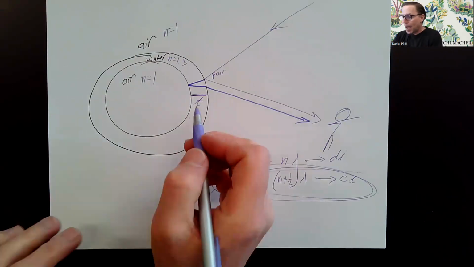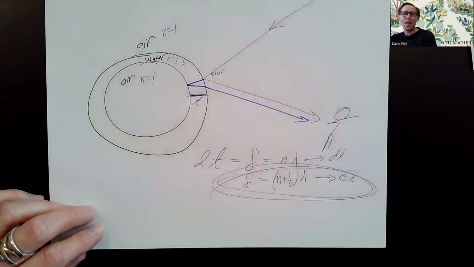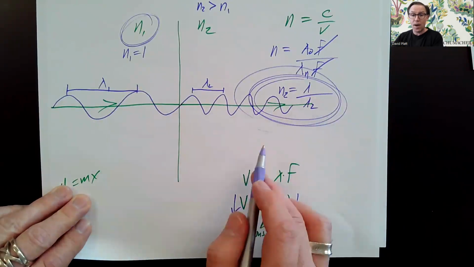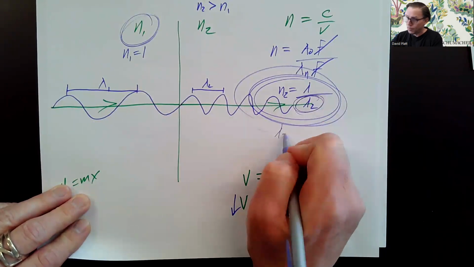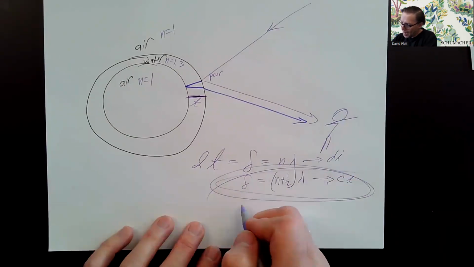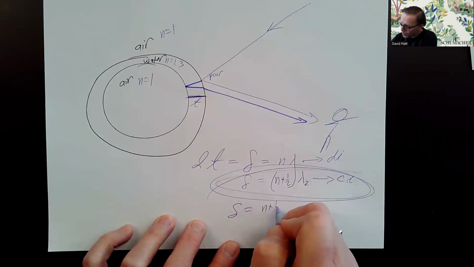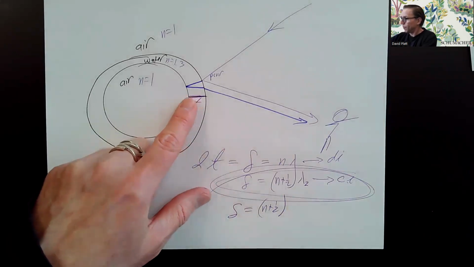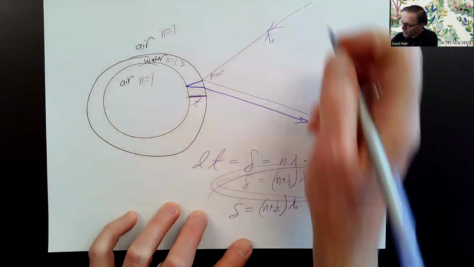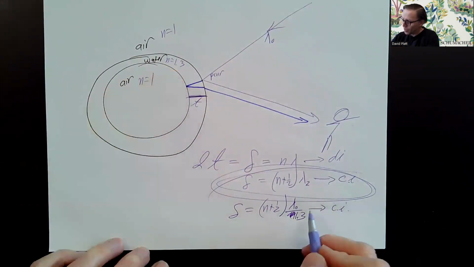However, my path difference happens in here when the light is traveling more slowly. And remember, when the light is traveling more slowly, it also has a smaller wavelength. So I have a new wavelength. My new wavelength, lambda 2, is equal to lambda, the original wavelength, over n. So my path difference is equal to m plus 1/2 the new wavelength, lambda 2, which is lambda over n, which is my original wavelength, the wavelength out here, lambda naught, over n, which is this 1.3. That is what will give me constructive interference.